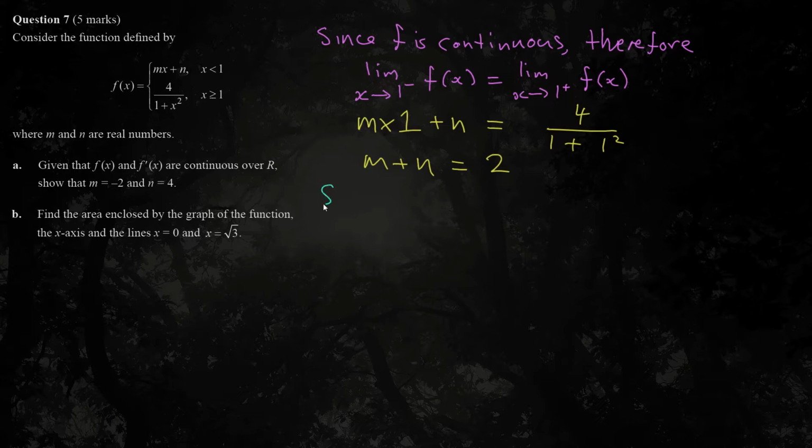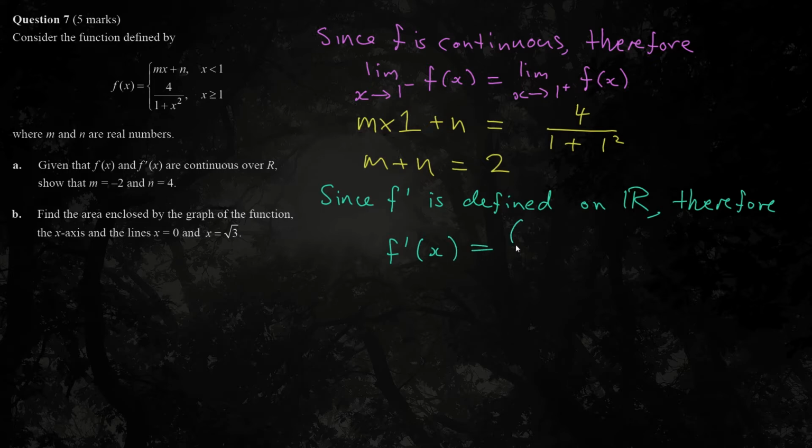So for the next part, we're going to proceed as follows. Since f dash is defined on the entire real line, okay, how do we know that? Well, we're told that it's continuous over the entire real line. So obviously it has to be defined. So since f dash is defined on R, therefore, we'll go ahead and just compute what f dash is. And so we just need to differentiate this in order to find each part of the function.